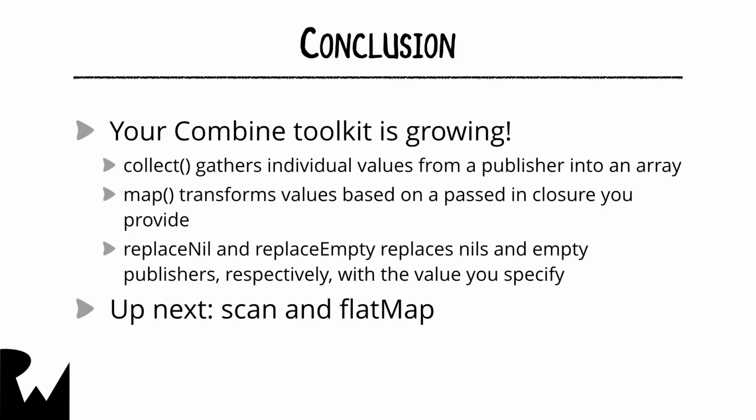In this episode, we took a look at some of the basic transforming operators Combine has to offer. Collect takes individual values from a publisher and transforms them into an array of those values. And map transforms values from the publisher based on a closure you pass into the map operator, sending those transformed values downstream. replaceNil and replaceEmpty replace nils and empty publishers with specified values. In the next episode, we'll up the complexity a bit and introduce scan and flatMap into your Combine tool belt.